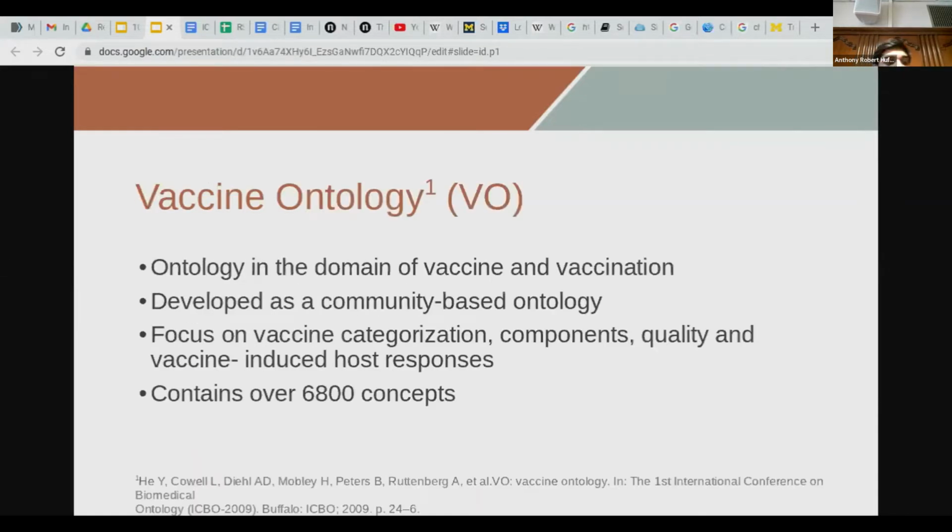Right, so the vaccine ontology. The vaccine ontology is, like it says, in the domain of vaccine and vaccination. And it's a community-based ontology developed with the support of collaborators from the vaccine and bio-ontology communities. It has core terms ranging from the vaccine to the pathogen to the vaccine administration and the immune response. And it reuses terms from ChEBI, Foundational Model of Anatomy, and IDO. And it contains over 6,800 concepts. I think the latest one is much closer to 6,900.